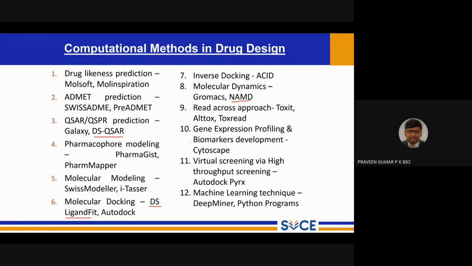For ADMET prediction, you can go with SwissADME and pkCSM. For QSAR and QSPR, go with Galaxy, a free online tool. Pharmacophore modeling: PharmaGist, PharmMapper. Molecular modeling: SWISS-MODEL. I think we have taken extensive sessions on molecular modeling of proteins and molecular docking with AutoDock. Inverse docking, which we also call reverse docking, uses a free server called ACID. Molecular dynamics: GROMACS. So these are some of the approaches.